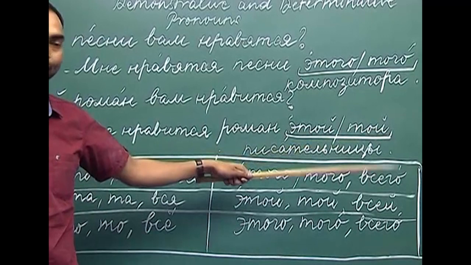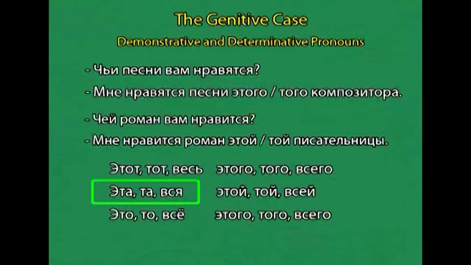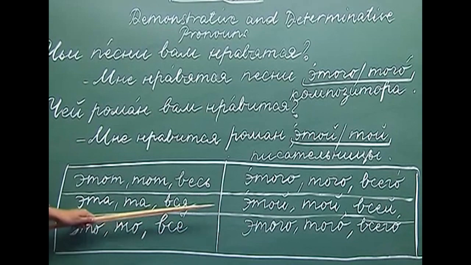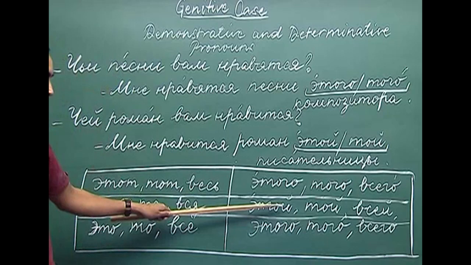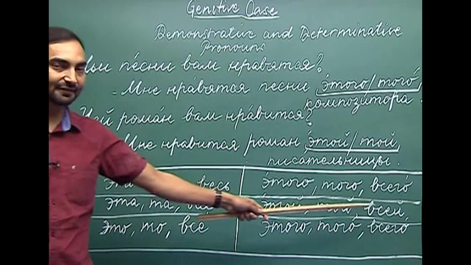The second row represents the feminine gender forms. Эта, та, вся. So, what happens when they are used in the genitive case with the feminine nouns? Этой, той and всей. So, этой corresponds to эта, той to та and всей to вся.